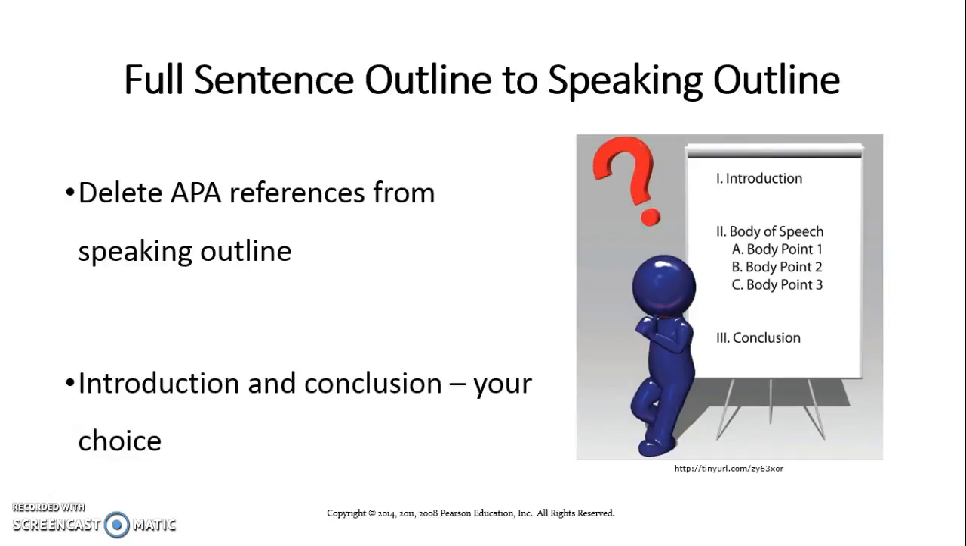Remember that you can go ahead and delete those APA references for your speaking outline. You don't need them during your actual speech. Your instructor already knows what your APA references are, and you want to make sure that you don't accidentally read your APA reference to your audience. So go ahead and delete those.